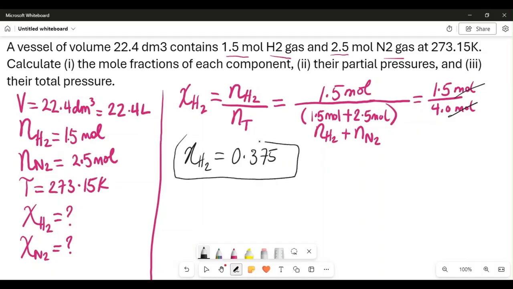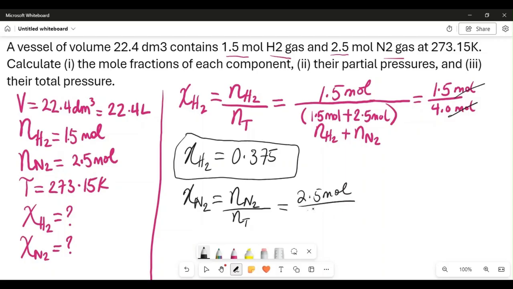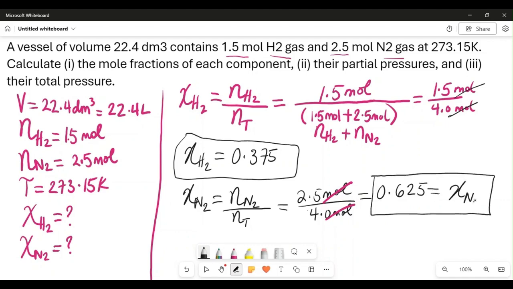Now we're going to do the exact same thing we did here, but for N2. And there are two ways of solving this. I'm going to replicate what we've done above, and then show you a shorthand method that you can use based on a particular concept. The first method: the mole fraction of N2 is simply the number of moles of N2 divided by the total number of moles. So that will be 2.5 mole divided by the total number of moles, which is 4.0 mole. We cancel out the mole and end up with 2.5 divided by 4.0, which is 0.625. So the mole fraction of N2 gas is 0.625. That's how you solve for this one.